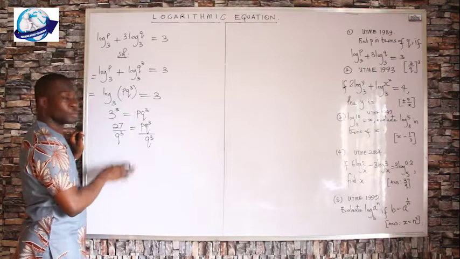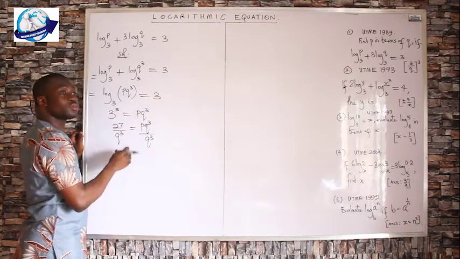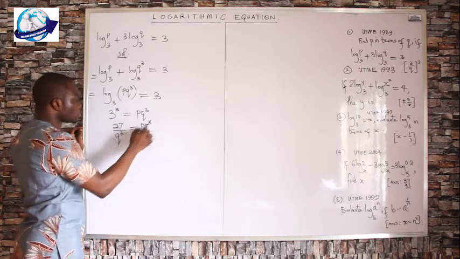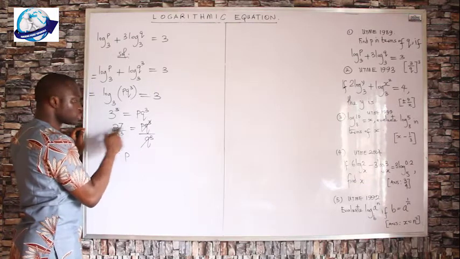Why am I doing this? I'm doing this because I need just p. So this q raised to the power 3 should go away. The only way to do that is to divide both sides, right? So this cancels off p on one side. Therefore p is equal to this quantity.